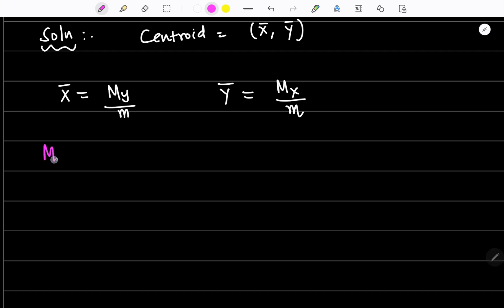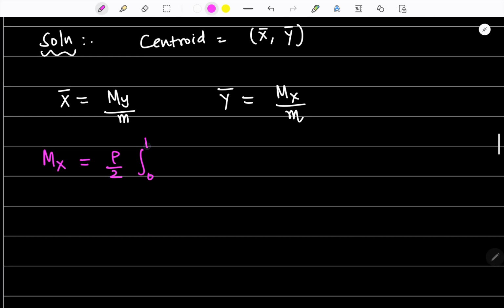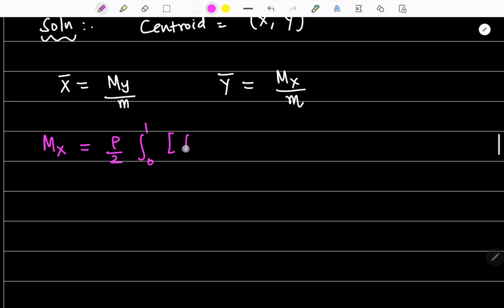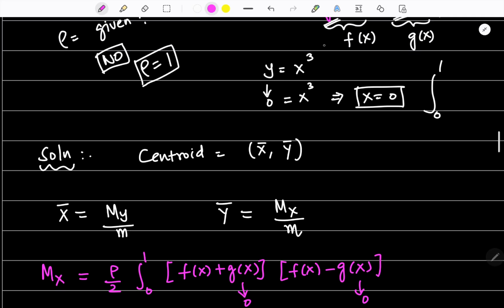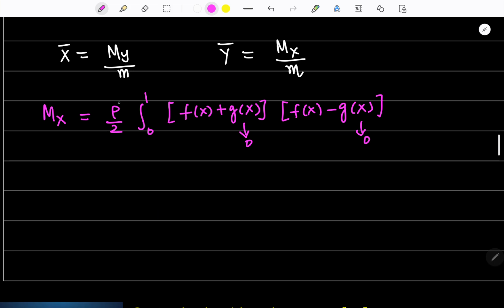Okay, right. So let's start with Mx, the first formula. What is Mx? Actually ρ divided by 2, integral 0 to 1, the limits are 0 to 1. And the first function is f of x plus g of x, and then times f of x minus g of x. So g of x is 0 here and 0 here. And your f of x is what? This is your function y equal to f of x, this x cube, right? So rho should be taken as what? I said 1. So this is 1/2 integral 0 to 1.